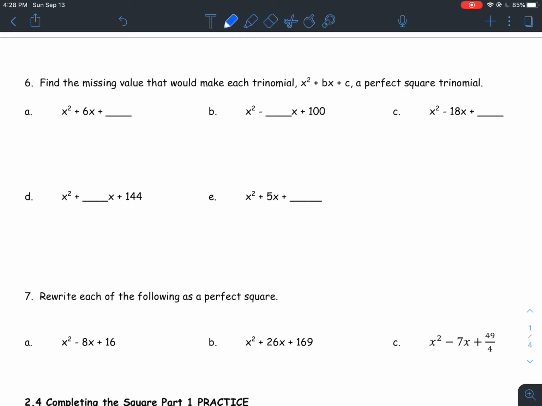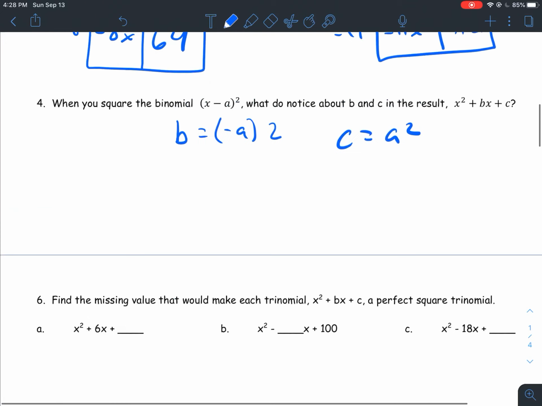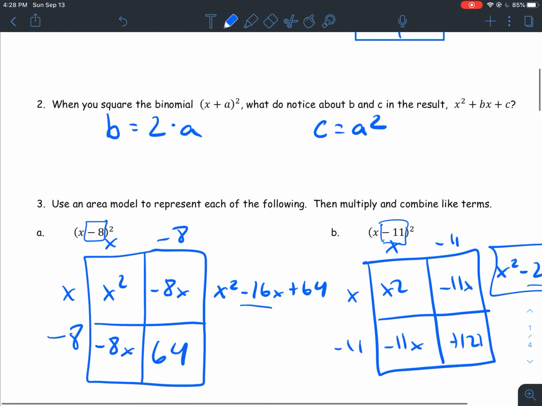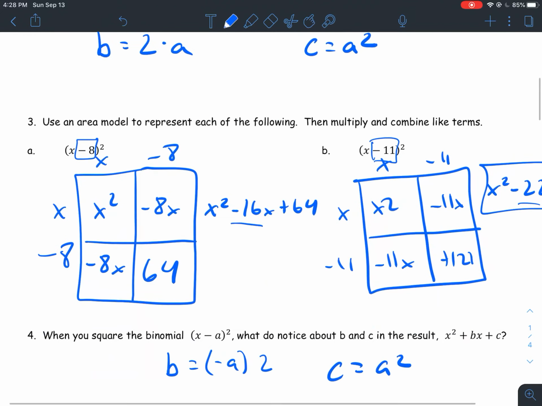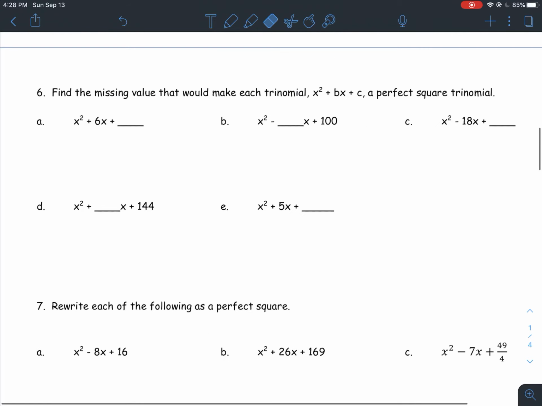So for 6, it says, find the missing value that would make the trinomial a perfect square trinomial. All right? So what they mean by perfect squares, these things are called perfect squares. Okay? And that's because their factors can be written in this form where we get x plus something or x minus something, and then that quantity squared.